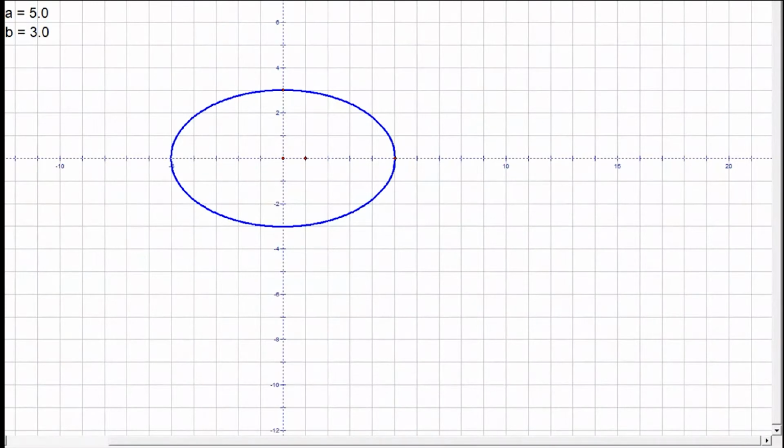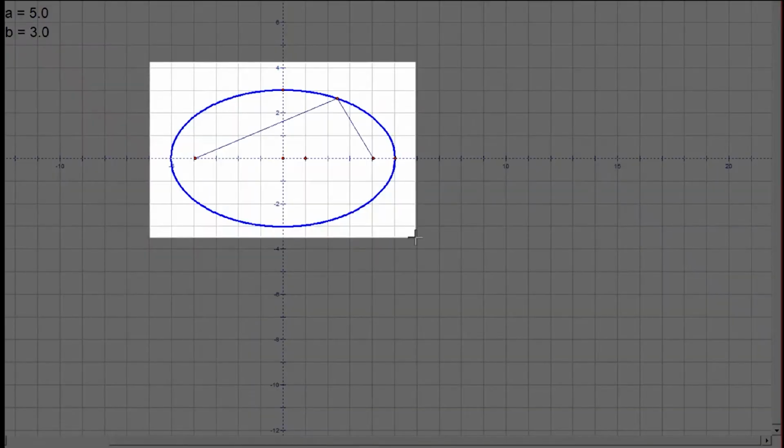Now, the definition of an ellipse is there are two foci, and they are pronounced foci. And then the sum of these two strings is exactly the same as from here to there. Okay, so I'm gonna save this picture.